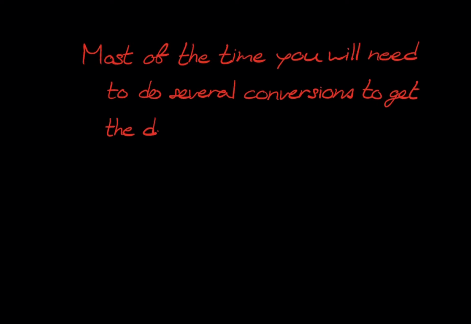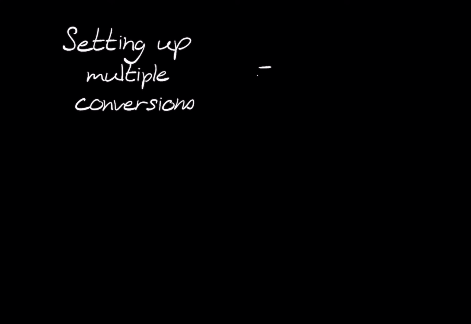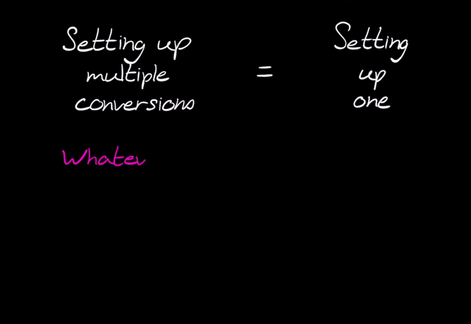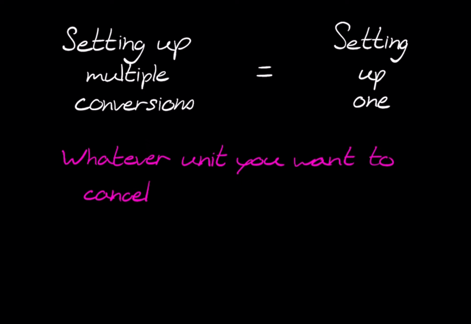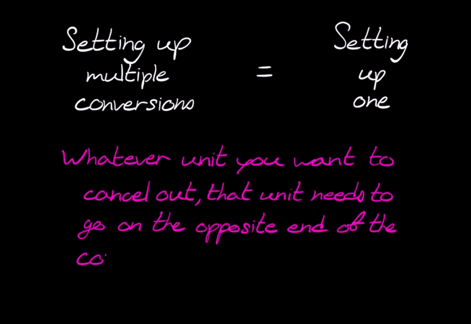It's important to note that most of the time you will need to do several conversions to get your desired unit, and the way to set up multiple conversions is exactly the same way as when setting up one. Whichever unit you want to cancel out, that unit in the conversion factor needs to go on the opposite end of the fraction so that it cancels out. Now let's do a couple of examples where you will need to do multiple conversions.